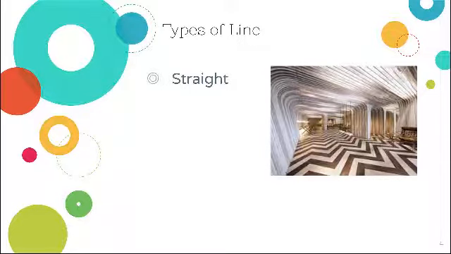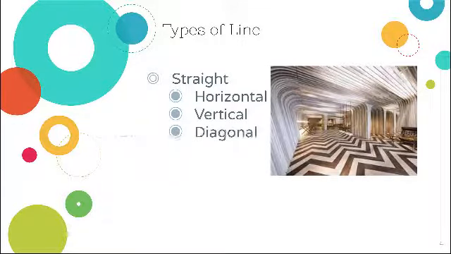So the types of lines, you have straight lines, and straight lines would be horizontal, that are parallel to the ground, vertical, that are perpendicular to the ground, and then diagonal. With this picture, you can see across the ceiling you have your horizontal lines, the vertical lines in the pillars on the left, and there's definitely some zigzag diagonal lines on the floor. And then you also have curved lines. There's some curve in the sides of the corners of the room as the lines are coming up the wall and across the ceiling.